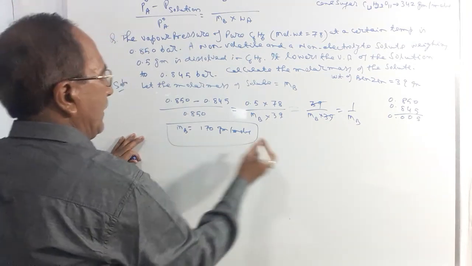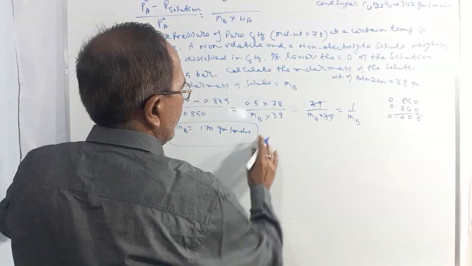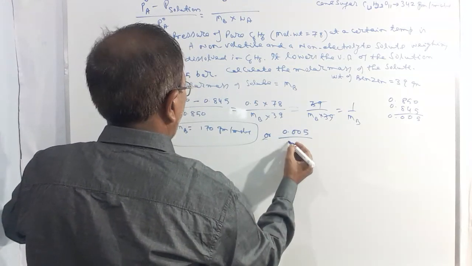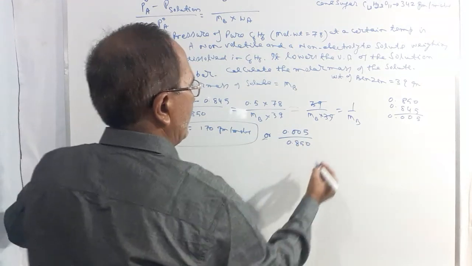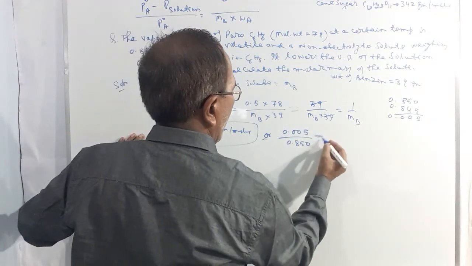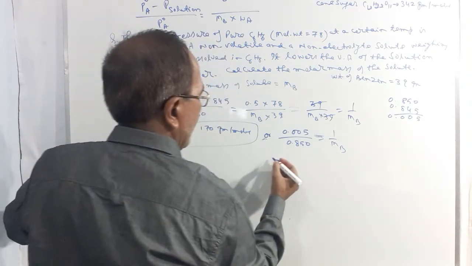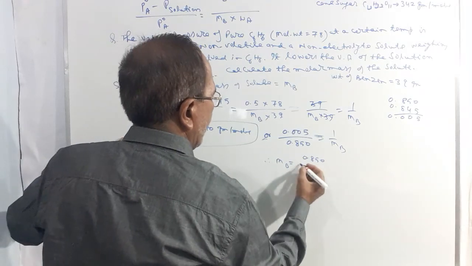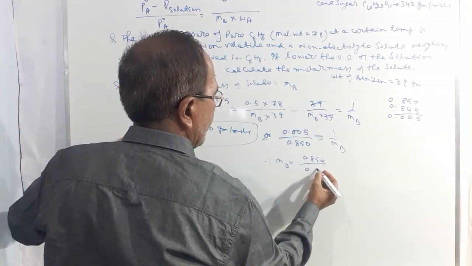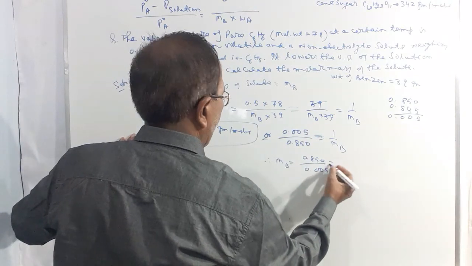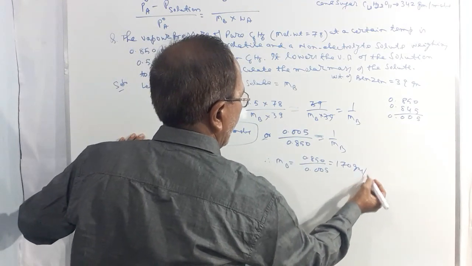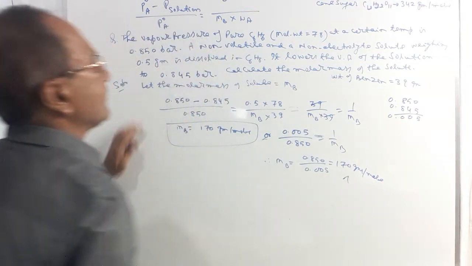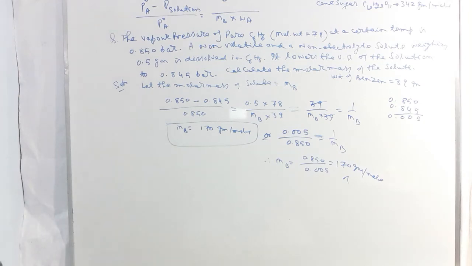इसलिए यहाँ लिखेंगे, 0.005 बाई 0.850 इक्वल टू 1 बाई MB. सो MB इक्वल टू 0.850 बाई 0.005, इसे 170 ग्राम पर मोल. आंसर. क्लियर?